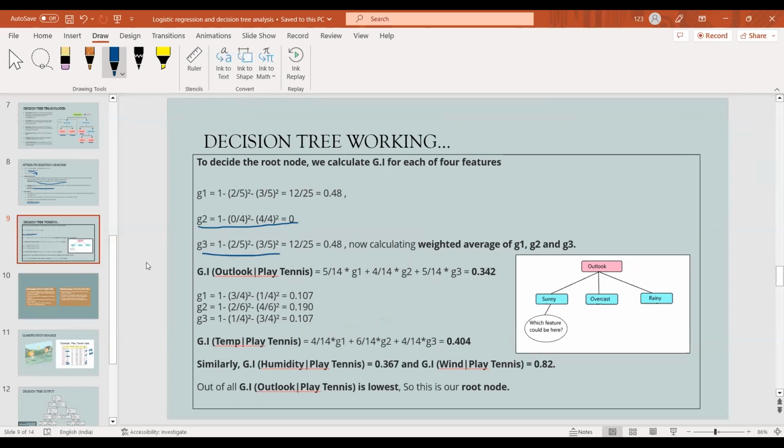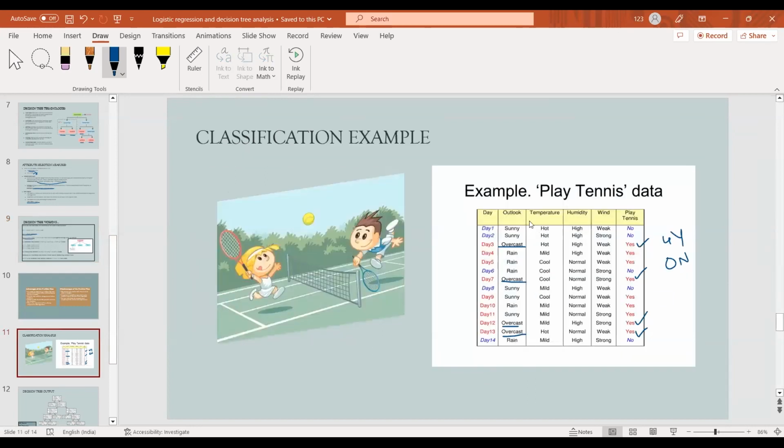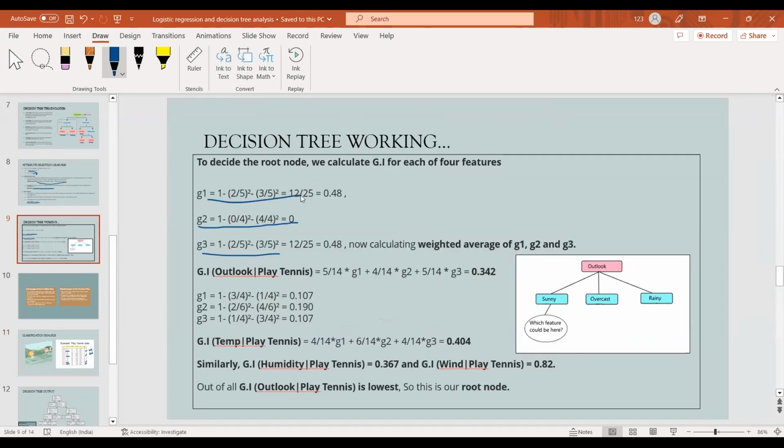Again, G3 is when we are considering the other categories of sunny and rain. Here again, G1 is the other category, sunny or rain. And now we are calculating the weighted average of G1, G2, and G3. So the weighted average here is 0.342 for outlook, basically. And if you are wondering how did we get 5 by 14 and 4 by 14 and then 5 by 14?